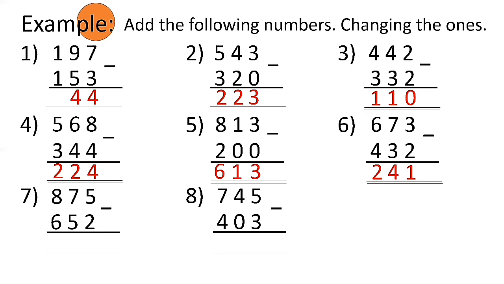Number 7, 875 minus 652. 5 minus 2 is 3. 7 minus 5 is 2. And 8 minus 6 is 2. So the answer is 223. Number 8, 745 minus 403. 5 minus 3 is 2. 4 minus 0 is 4. And 7 minus 4 is 3. So the answer is 342. Do you understand? Good.